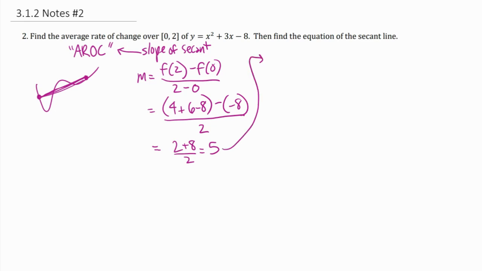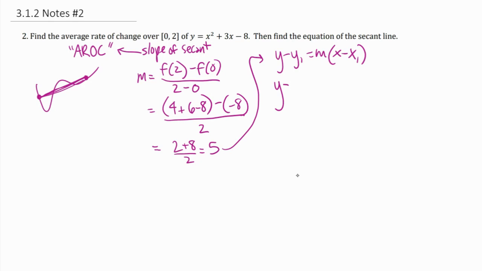And then the equation of the secant line. So a secant line is a line where the slope is the average rate of change. So I'm going to do y minus y1 equals m times x minus x1. And which point do I want to use? I could use 0, negative 8, or I could use 2, 2. I can use either point, and they're both going to be the same answer. So I'm going to use 0, negative 8.